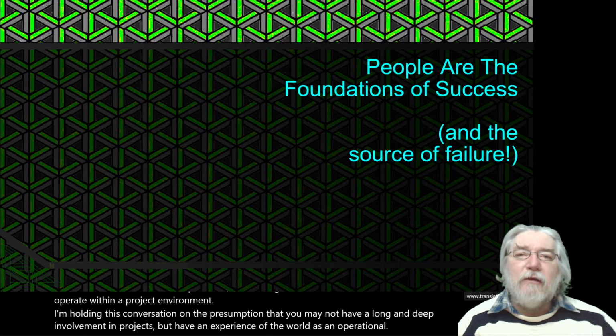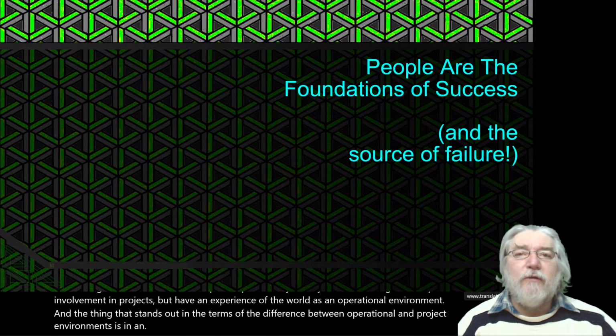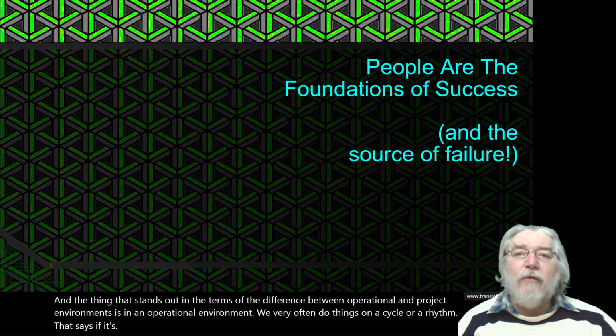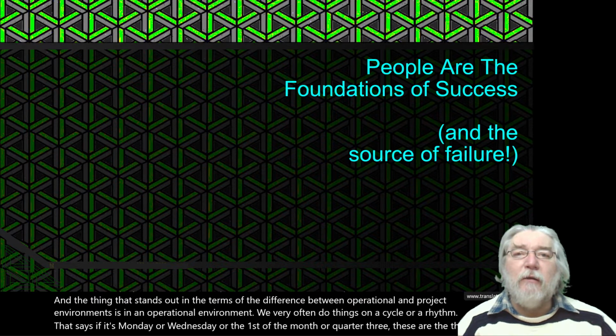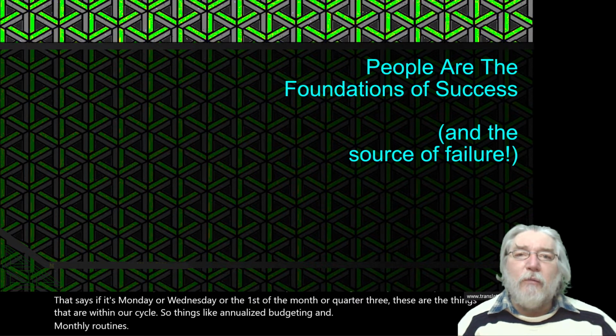And the thing that stands out in terms of the difference between operational and project environments is, in an operational environment, we very often do things on a cycle or a rhythm that says if it's Monday or Wednesday or the first of the month or quarter three, these are the things that are within our cycle. So things like annualized budgeting and monthly routines are common in operations, but that's not how projects work.